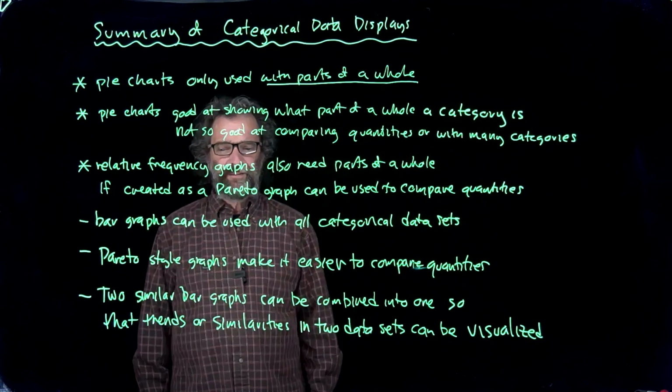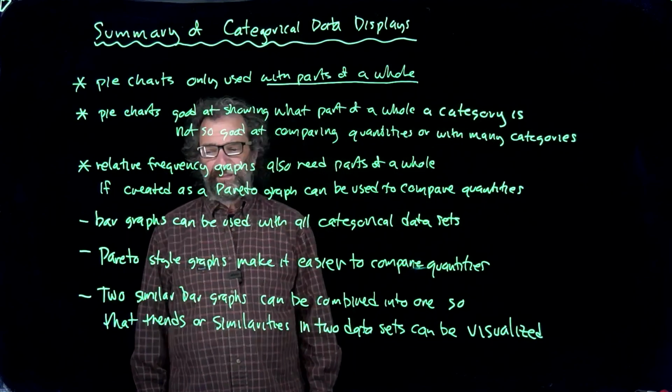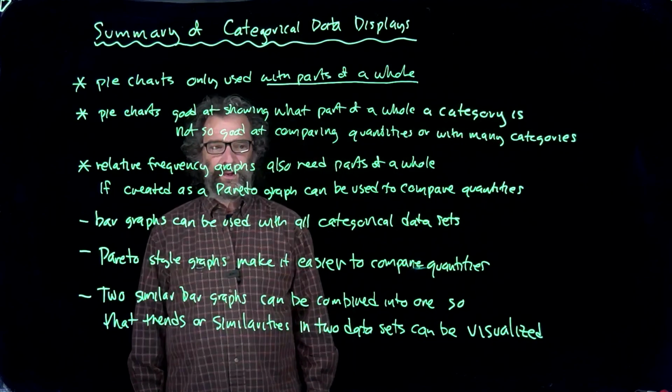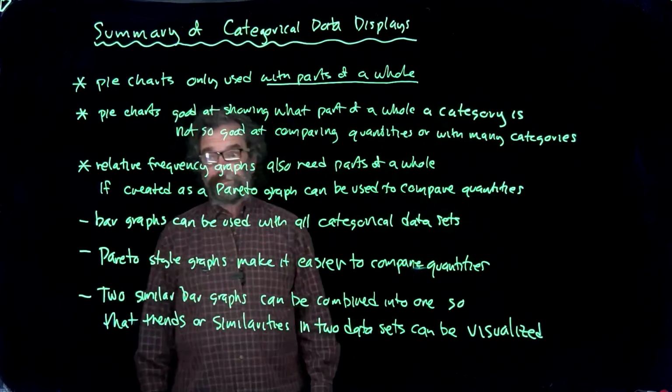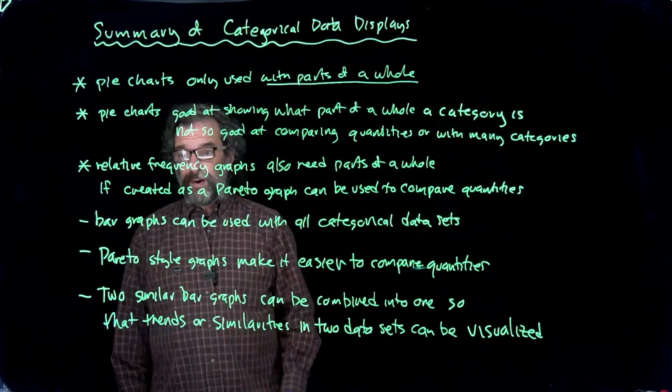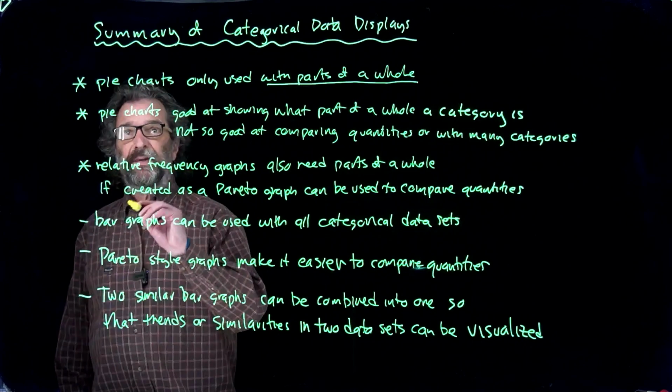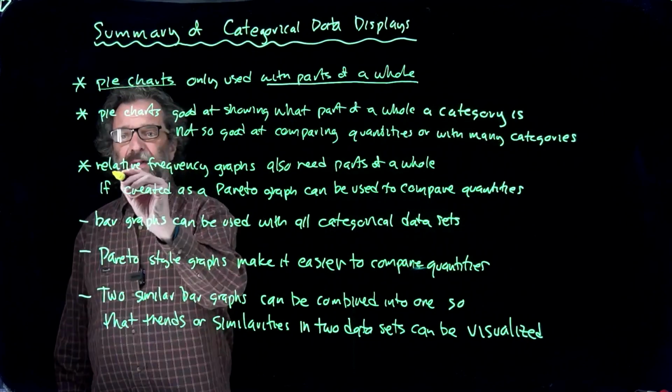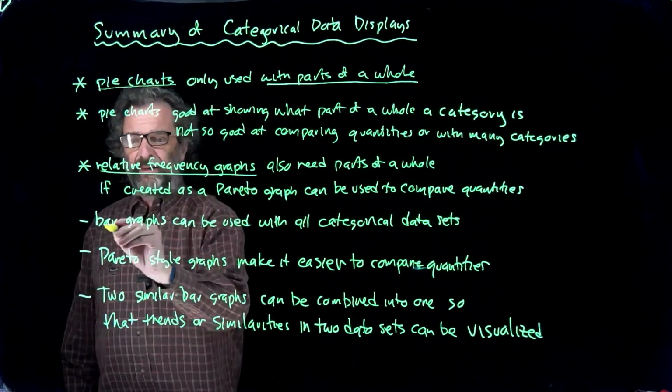Relative frequency graphs can be used to compare quantities because they'll be side by side and you know the one to the right or left is bigger or smaller. There's a trend in the graph so you can tell which one's bigger and smaller. You don't have to squint your eyes to tell. For bar graphs, so here we are. Pie charts, relative frequency graphs, bar graphs.